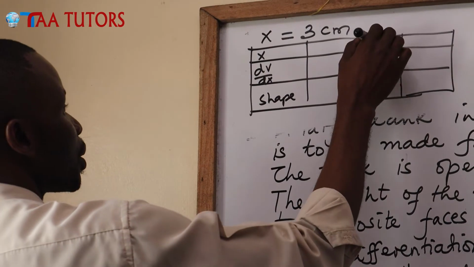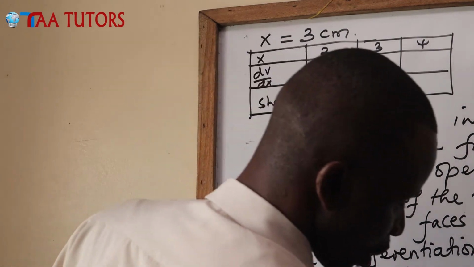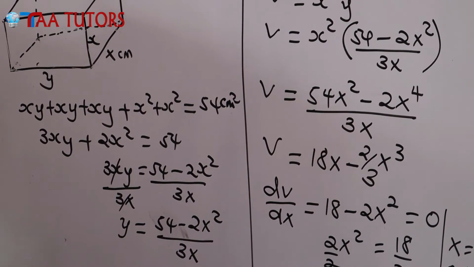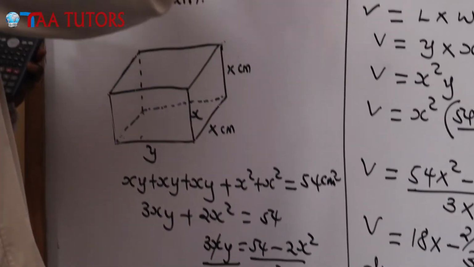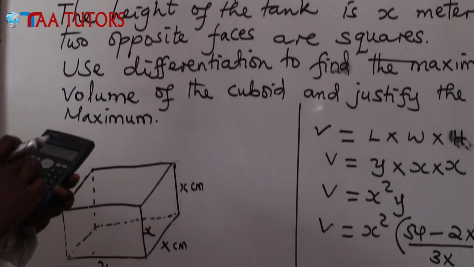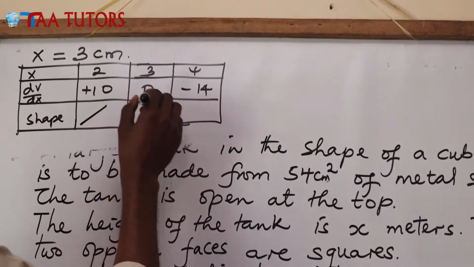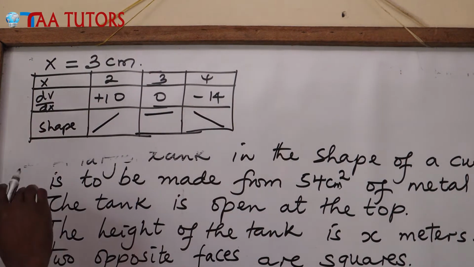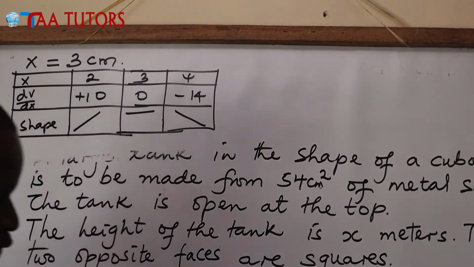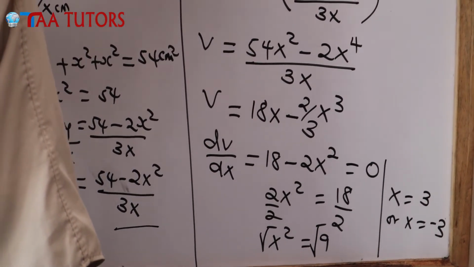If you do that, take 2, 3, and 4 here, where 3 is the turning point. If I substitute 2 in the gradient, that is 18 minus 2 into 2 squared, I get 10, positive. And if I put 18 minus 2 into 4 squared, I get negative 14. So the gradient is positive, then 0, then negative. If the gradient turns from positive to negative, that means that the value of x here will give us maximum volume.